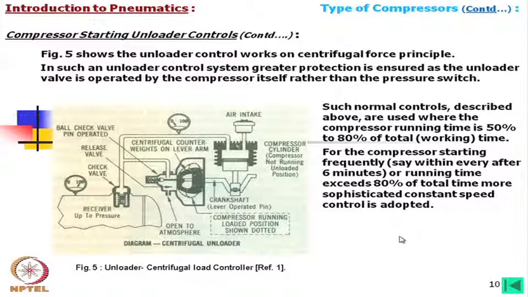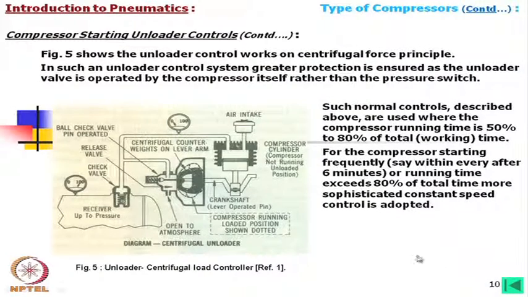Now, for a compressor starting frequently, say within every 6 minutes, or where running time exceeds 80% of total time, a more sophisticated constant speed control is adopted. Nowadays that is usually electronic control, where a controller automatically cuts off the compressor, starts the compressor, and in between unloads, or relieves, the trapped air between the compressor head and the reservoir inlet. Now, this 6 minutes figure, what I understand, is usually a figure where you should keep at least 6 minutes off between two running times, otherwise sufficient cooling will not be there.